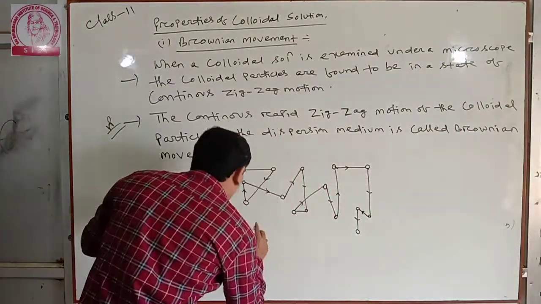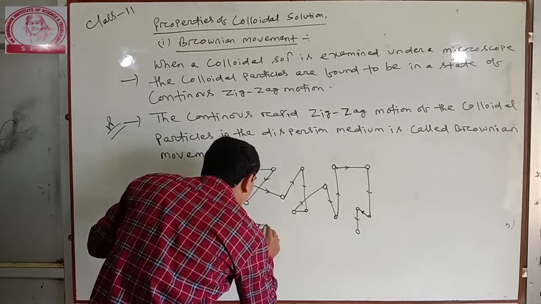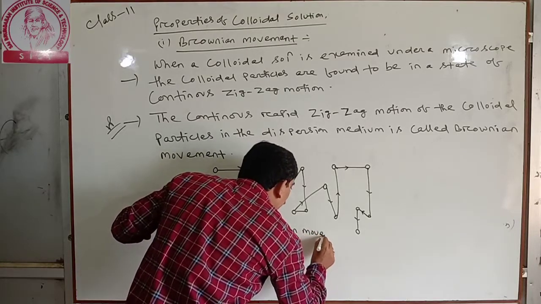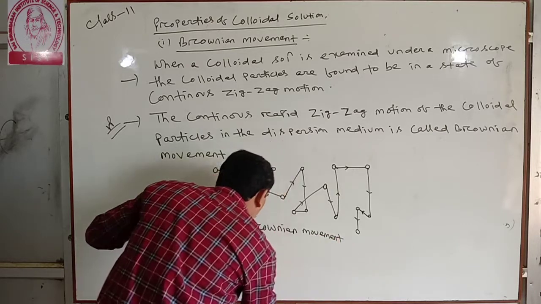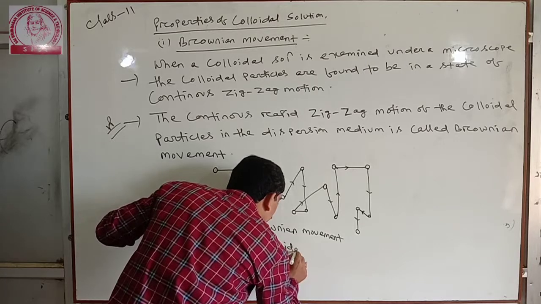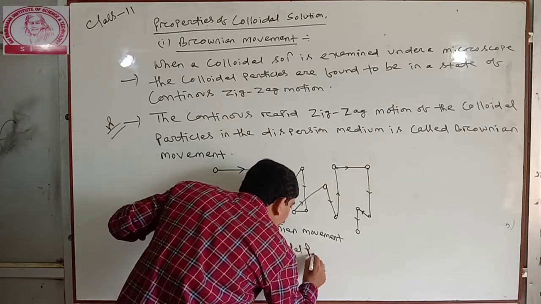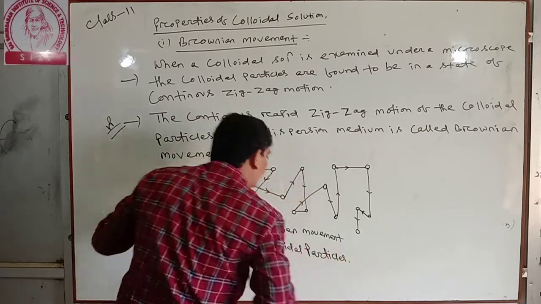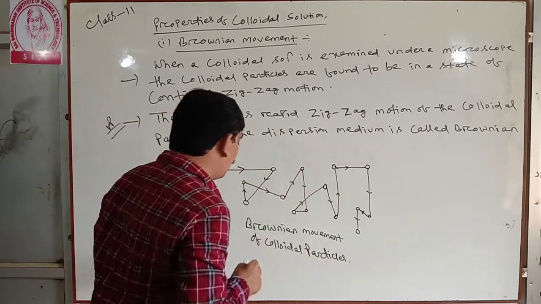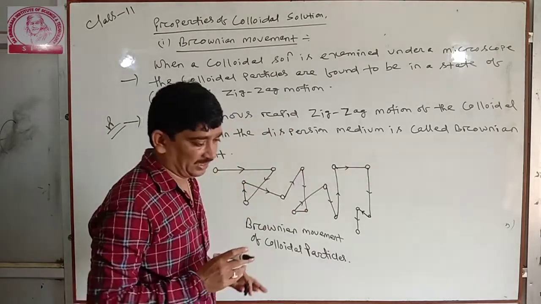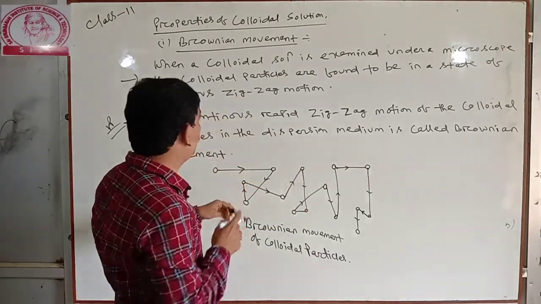After this figure we can write Brownian movement of colloidal particles. This is the Brownian movement of colloidal particles. Clear?